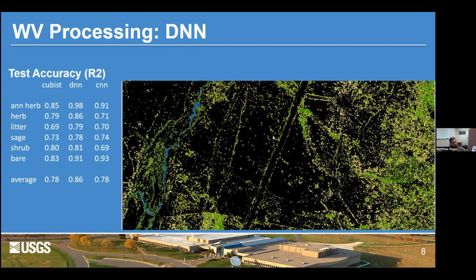And spare me any too technical questions on machine learning. I'm an ecologist. I use machine learning as a tool. So some of the nitty gritty questions on machine learning, I'd have to pass on to the rest of the project. The point here is that moving to this more modern machine learning approach improves our training accuracy significantly.